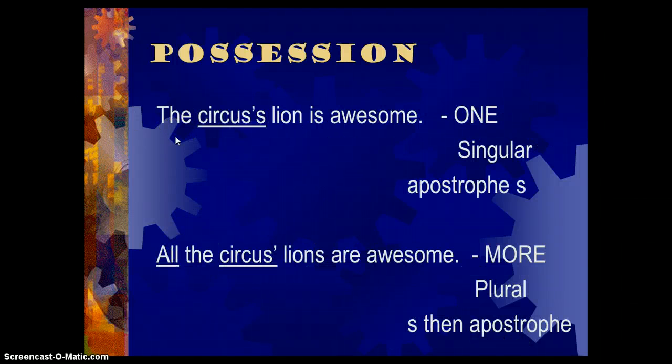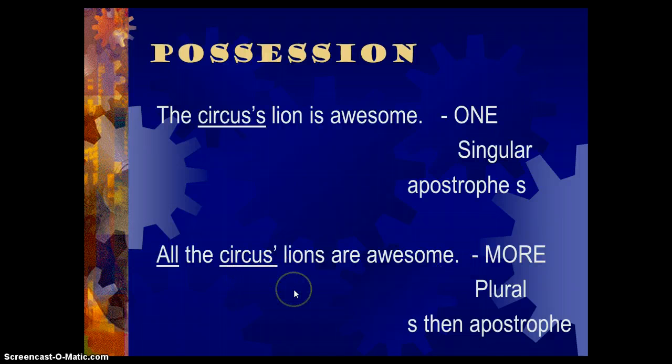Let's look at another word that's not a name. So the circus, in this case, we are talking about only one circus. So we put the word circus, and since it is only one, singular, we do an apostrophe and then an S. And the circus is owning the very next word, which is lion. It's the circus's lion belonging to the circus. It is one. It is singular, so we do apostrophe S. In this case, we're talking about all the circuses. We're talking about more than one. So it'd be the circuses, lions are awesome.